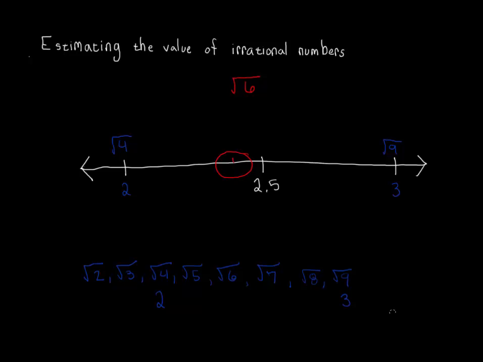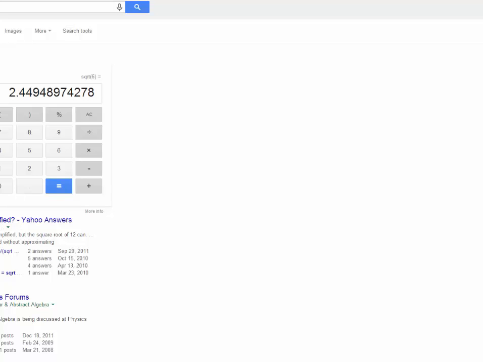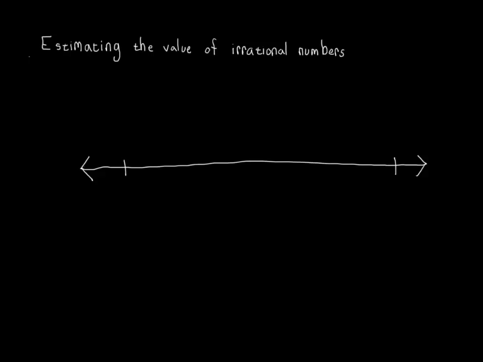So the square root of 6 probably falls somewhere in there. And we could make a guess at saying it's about 2.4. Square root of 6 is 2.4494. So we were sort of close. We got the tenth place right, which is good. So let's do another example.